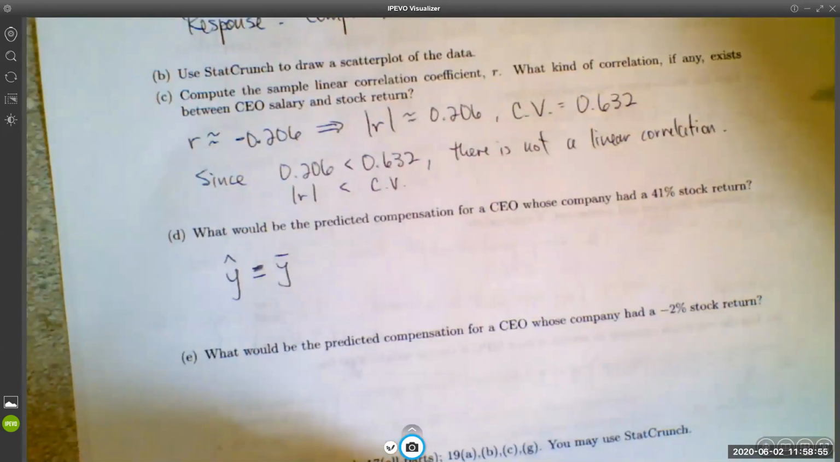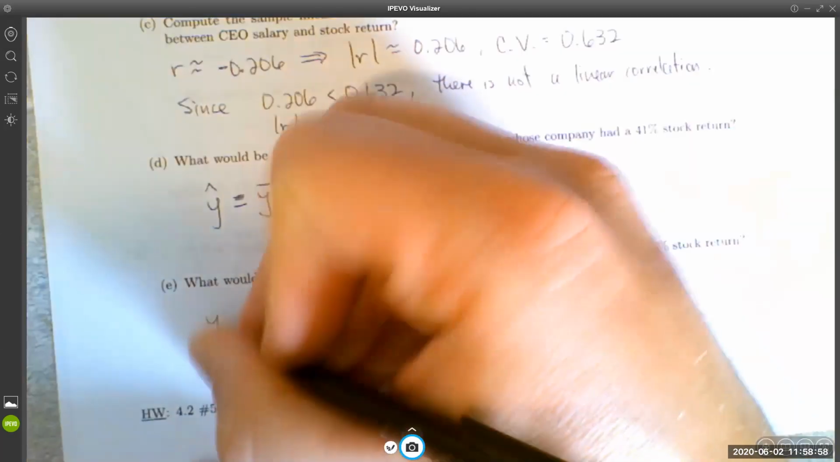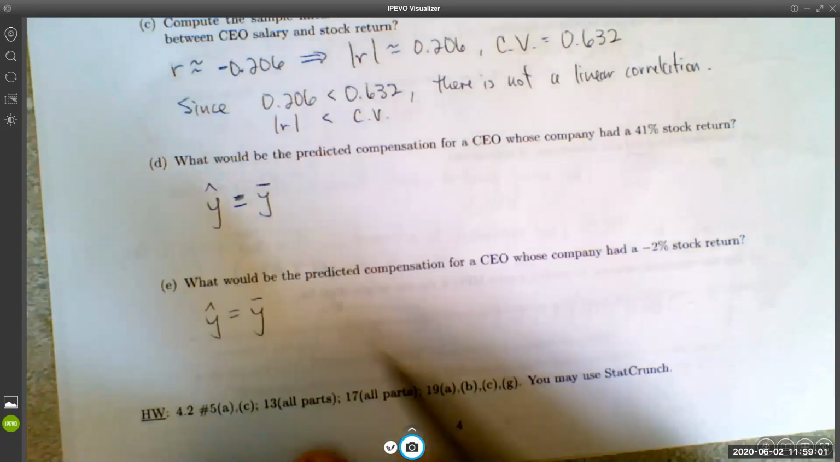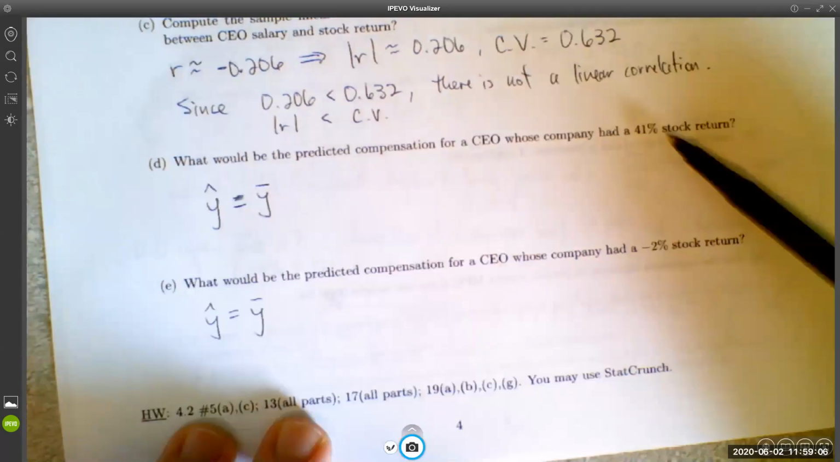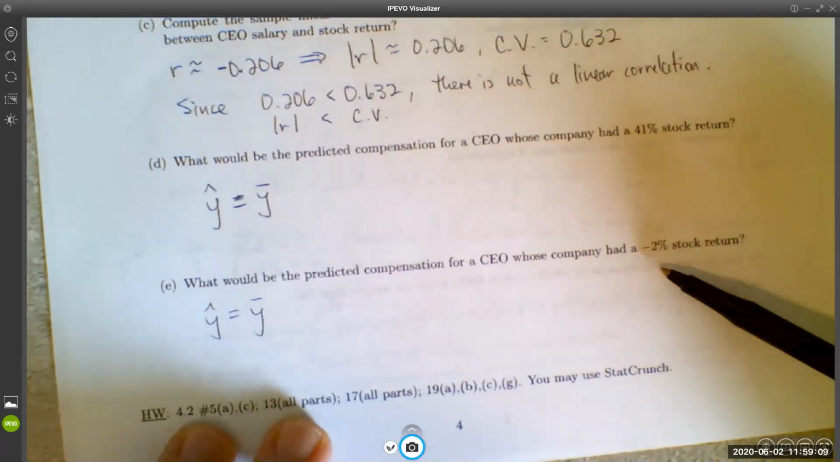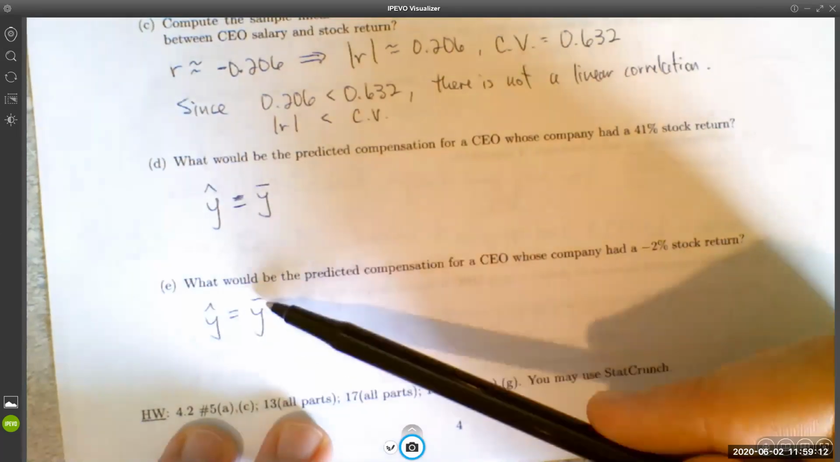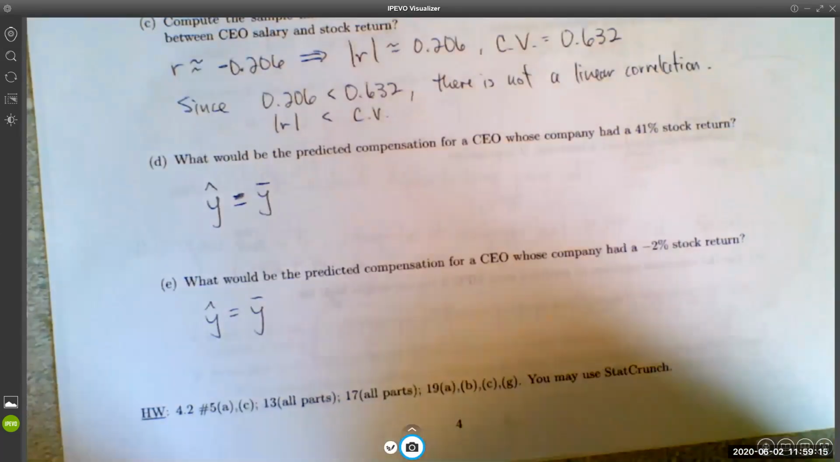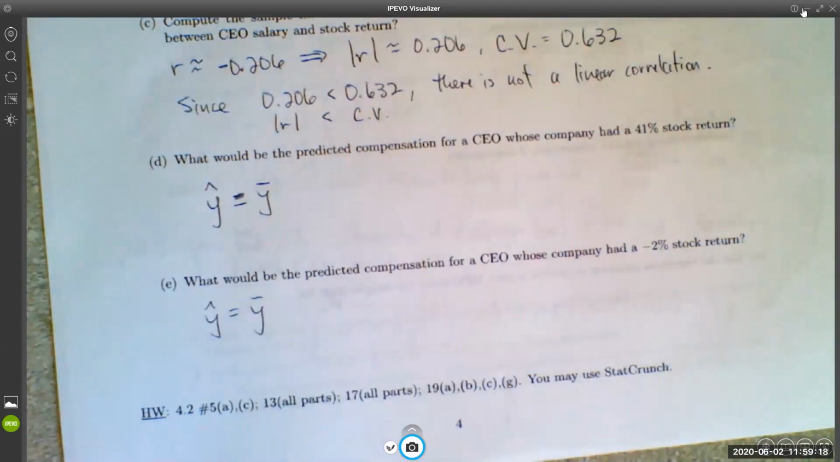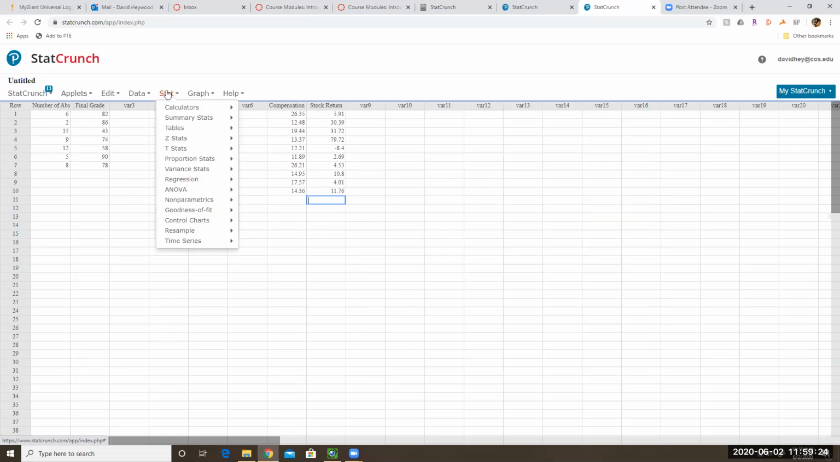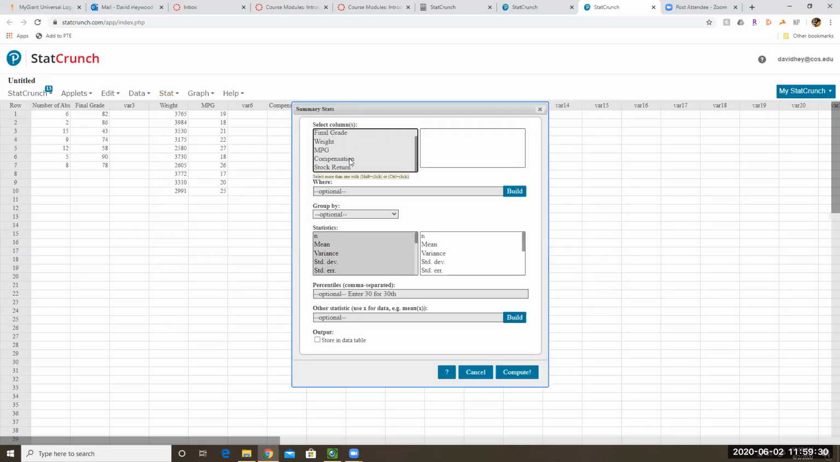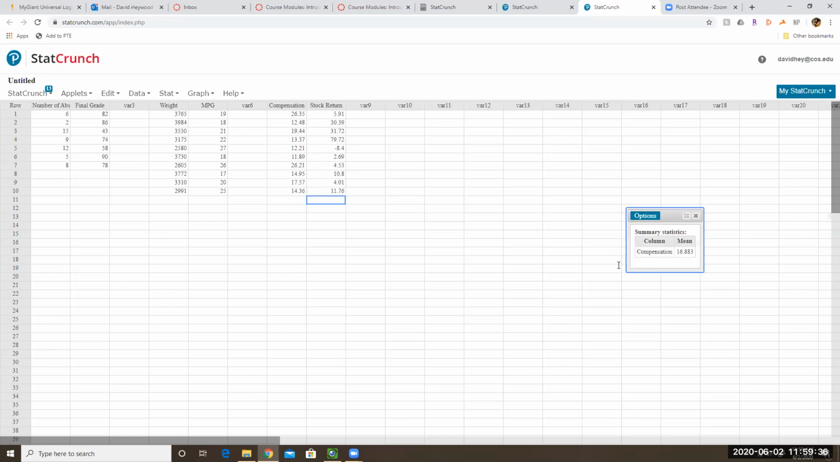For that matter, your answer to part E is going to be the same. What would be the predicted compensation for a CEO whose company had a negative 2% stock return? Same thing, because there's not a correlation between stock return and compensation. The best prediction we can make is that they're going to make the average amount that a CEO normally makes. Now, what is that average? We can find that pretty easily. We go Stat, Summary Stats, Columns, and then we want the average compensation. So I'm going to click compensation, mean, and hit Compute, and there you go.